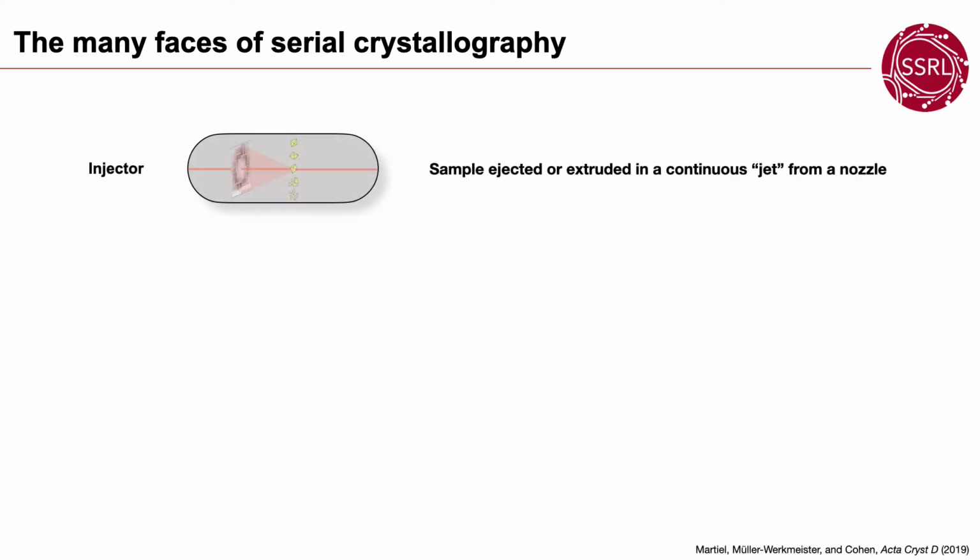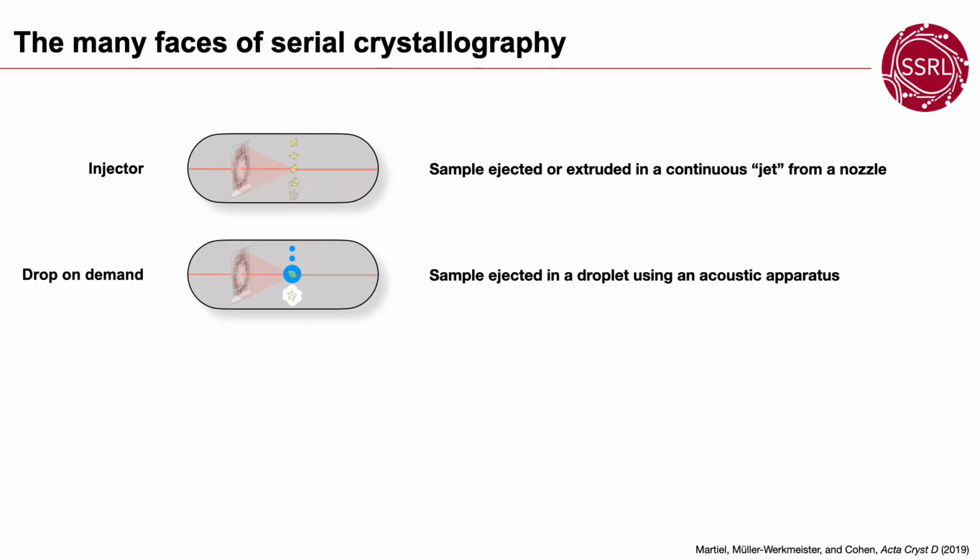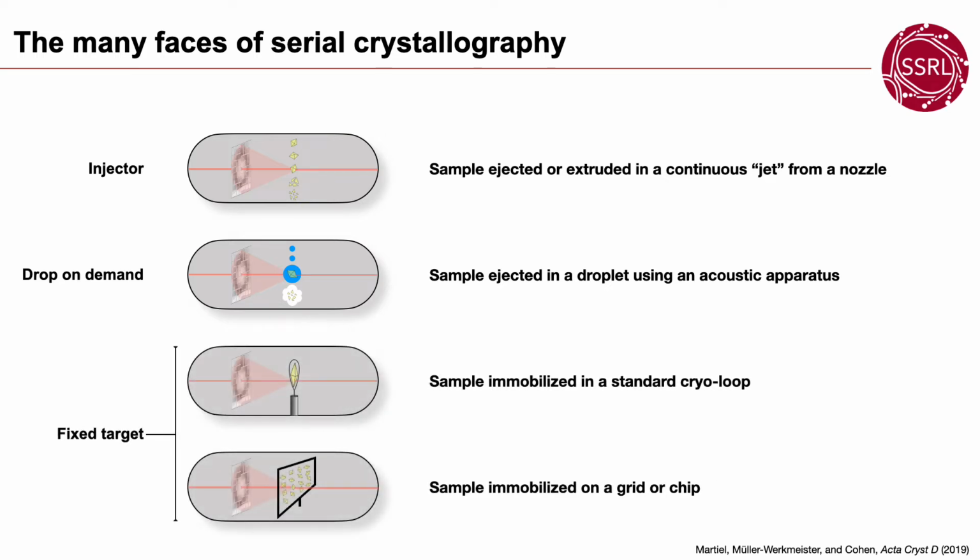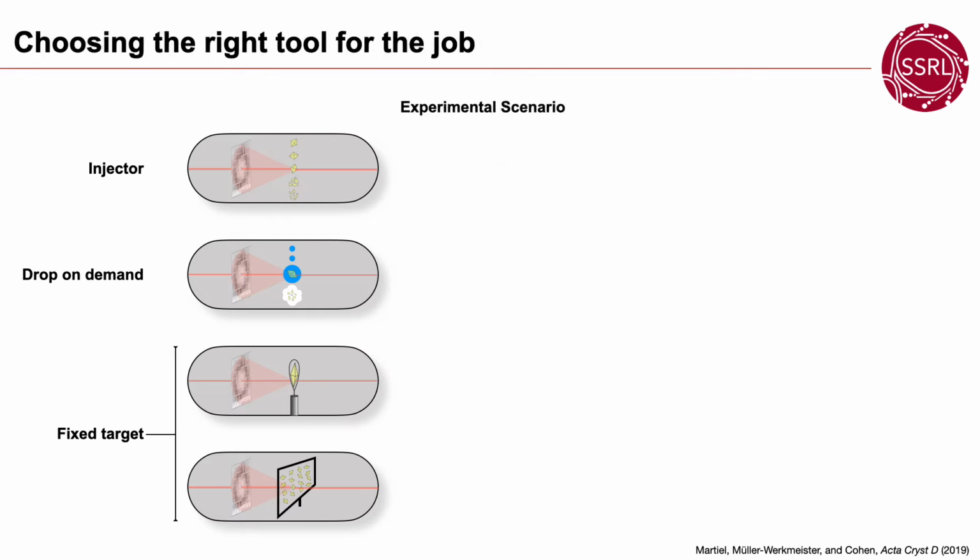Serial crystallography is a very broad field with many different applications, which can be sort of subdivided into three different subgroups. Injector-based methods typically eject or extrude their sample in a continuous jet from some kind of a nozzle. Drop-on-demand methods rely on an acoustic apparatus to eject a droplet into the air onto a tape and then present it to the X-ray beam. And fixed target methods rely on sample immobilized in either a cryoloop or on a grid or a chip.